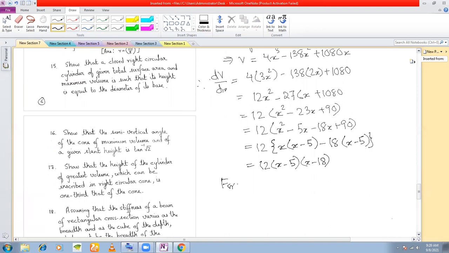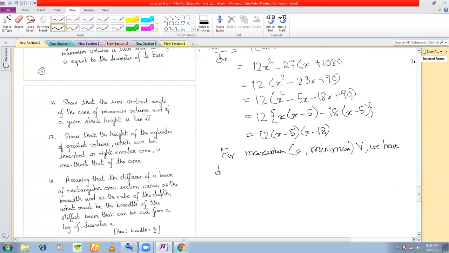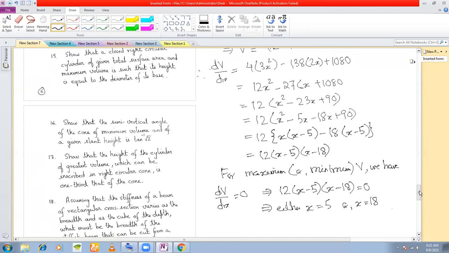So for maximum or minimum V, we have dV/dx equal to 0. That means 12 times (x minus 5)(x minus 18) is equal to 0. That means you get either x is equal to 5 or x is equal to 18. For these two values, you need to check the sign of the second derivative. Let's first find out the second derivative.